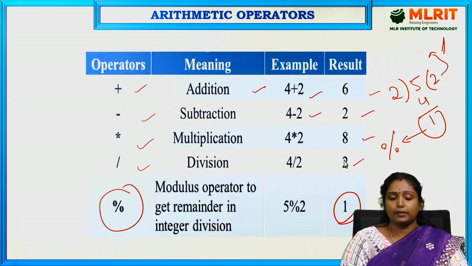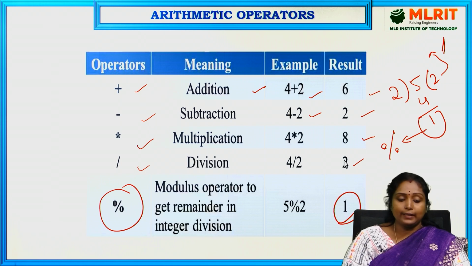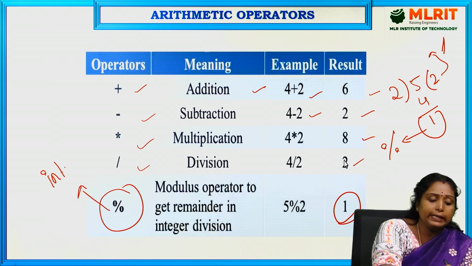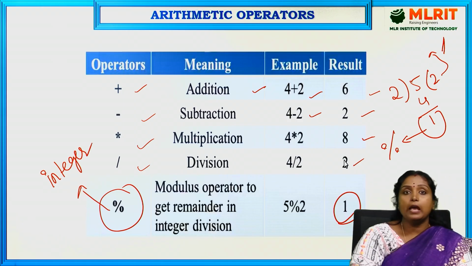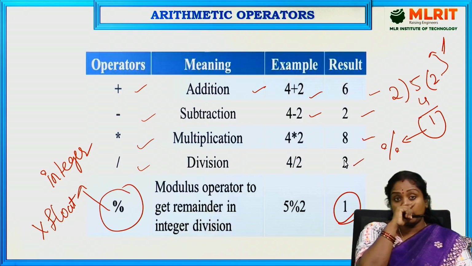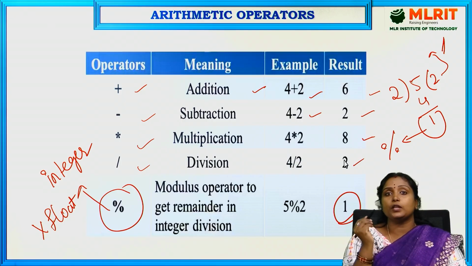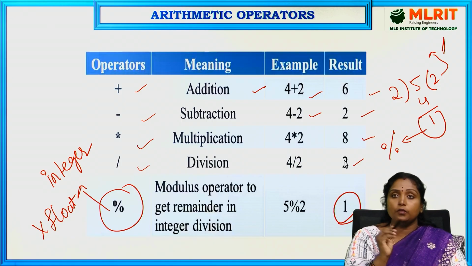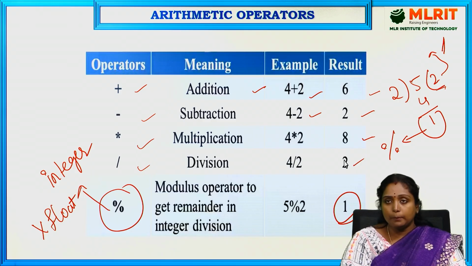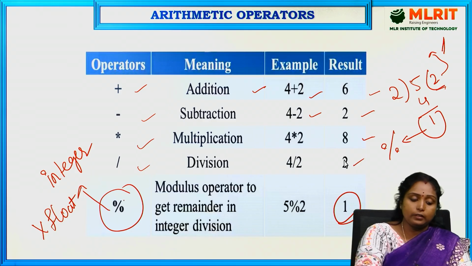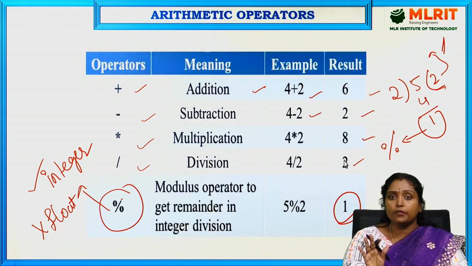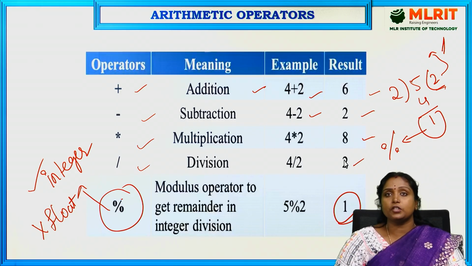This was the difference. And one more point to note is that the modulus operator will only work for integer values. It won't work for float values, because float values will give you decimal points. Integer values will give only integer values without decimal points. So the modulus operator will work for integer values and it does not work for float values. You have to remember that for sure.